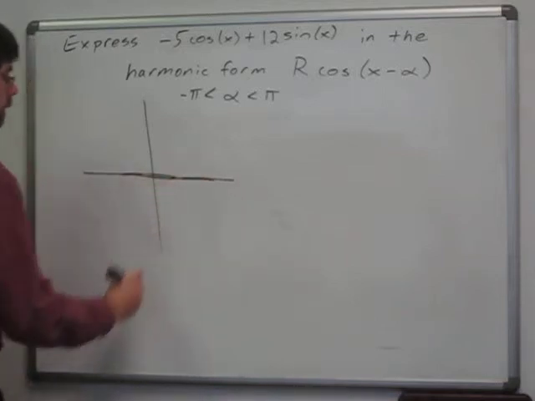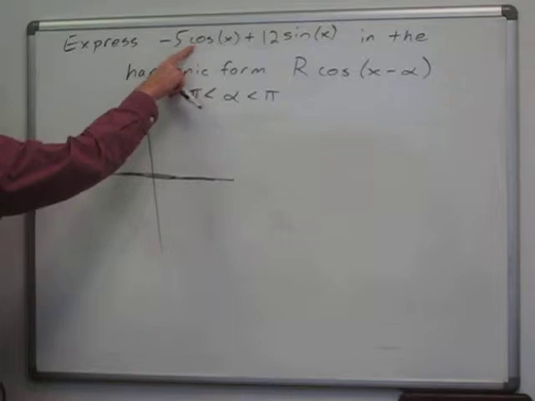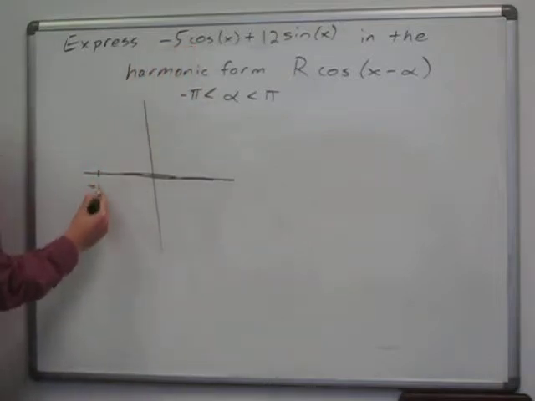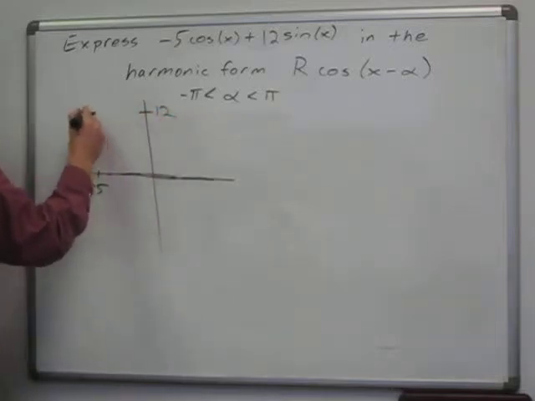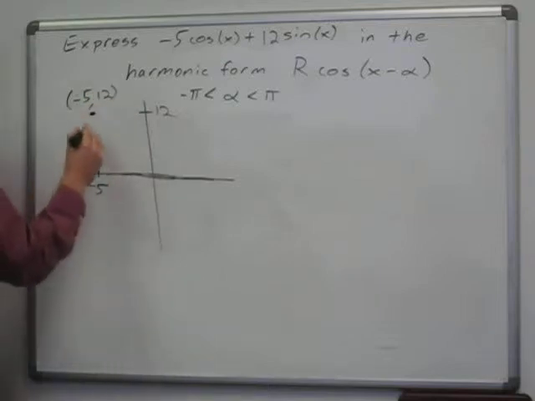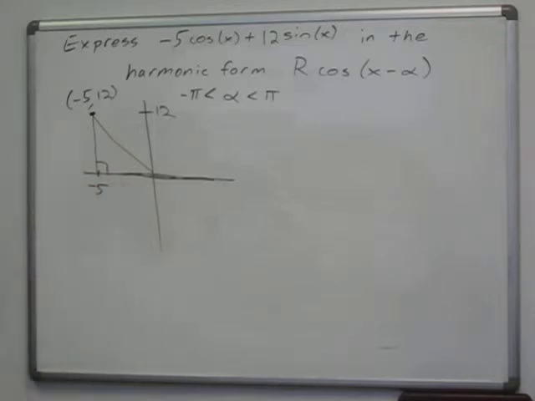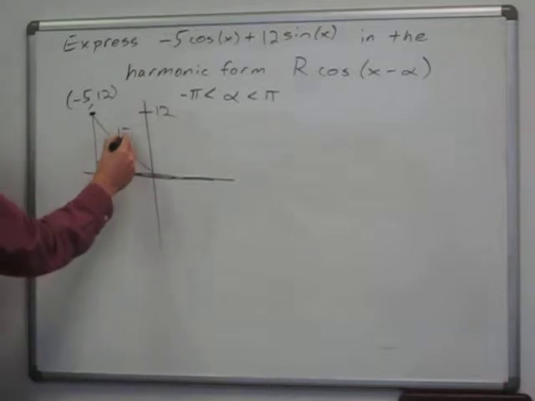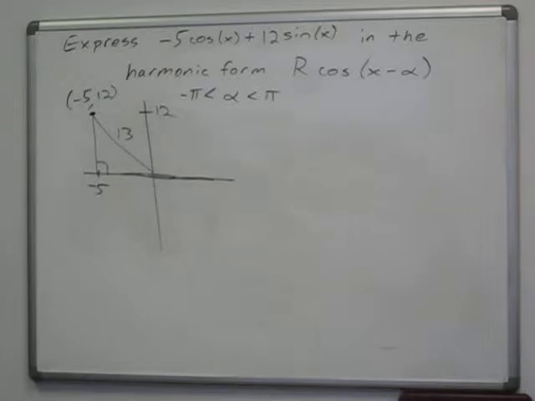Going to draw the coordinate plane, and we're going to put a triangle in an appropriate quadrant. The coefficient on the cosine is negative 5. Coefficient on the sine is a positive 12. So here I have the point negative 5, 12. And that leads me to look at this right triangle in quadrant 2. Using the Pythagorean theorem, the hypotenuse is 13. And recall that that is going to be the amplitude in our harmonic form.